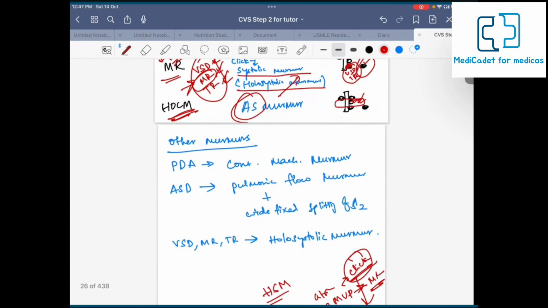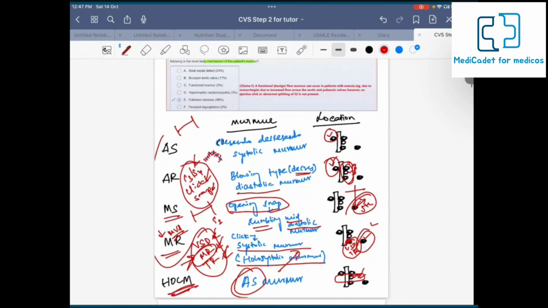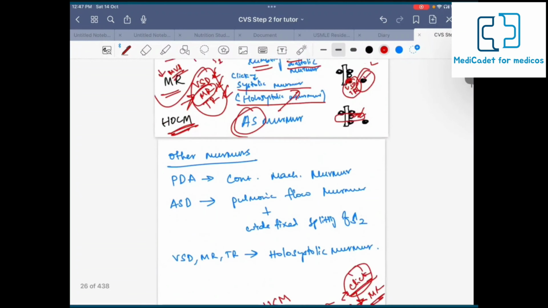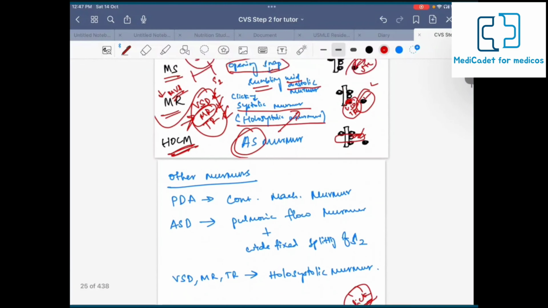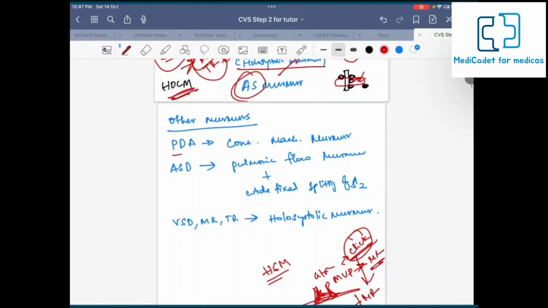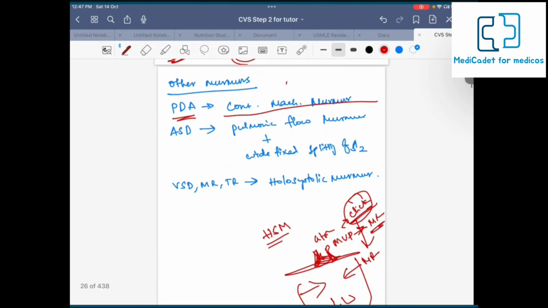And for other important murmurs, all these murmurs will be almost the same on the right-sided counterpart as well. But mostly the questions will be on these four murmurs. Apart from this, the important murmur is the DA murmur, which is a continuous machinery-like murmur. That is like a spotter. There's no other differential for this.